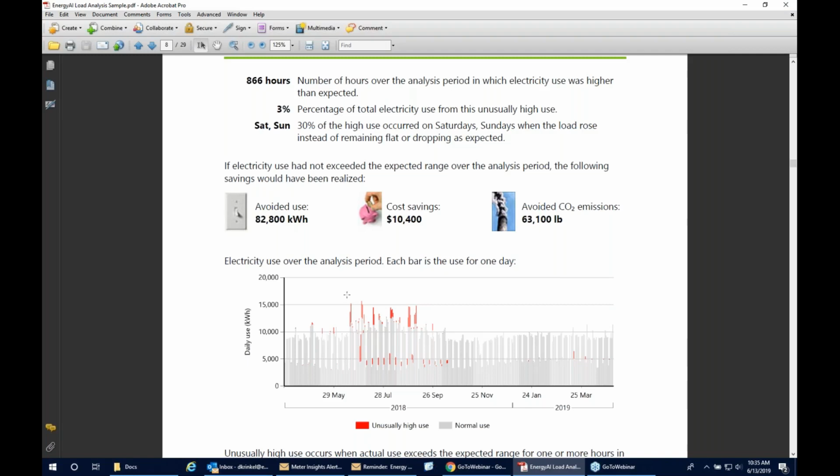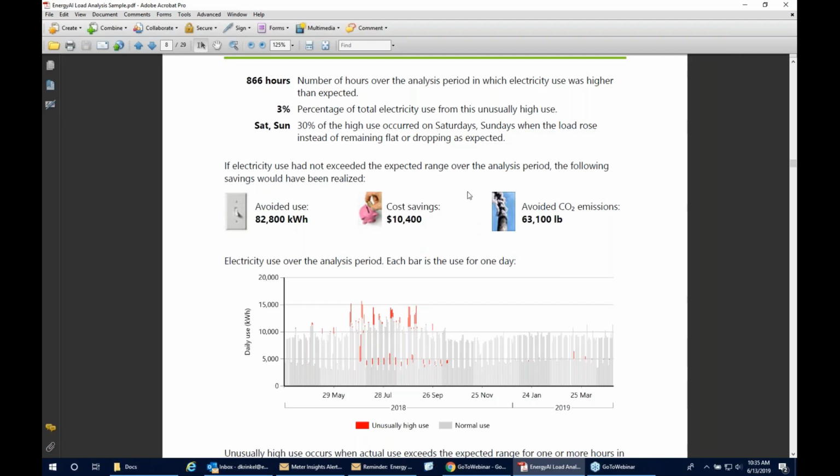And that can be a good indication of either a controls issue, people overriding control systems. Typically, if you see all of a sudden high use on Saturdays and it keeps happening on successive Saturdays, that's an indicator that it may be a controls issue.